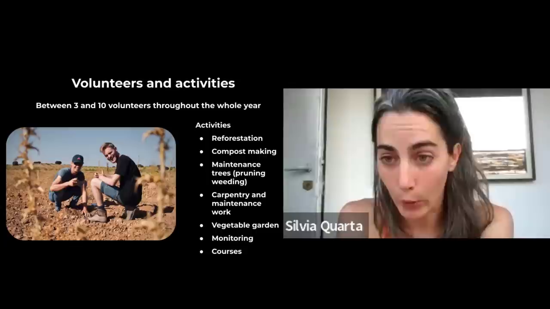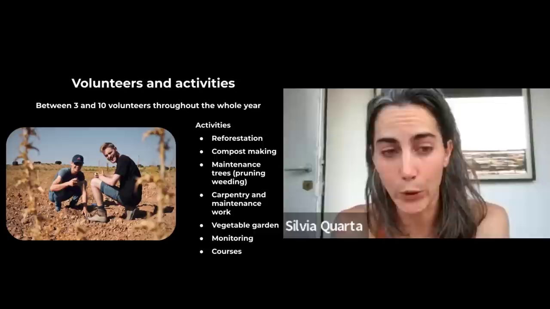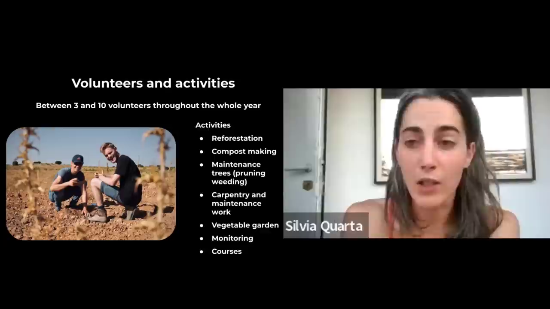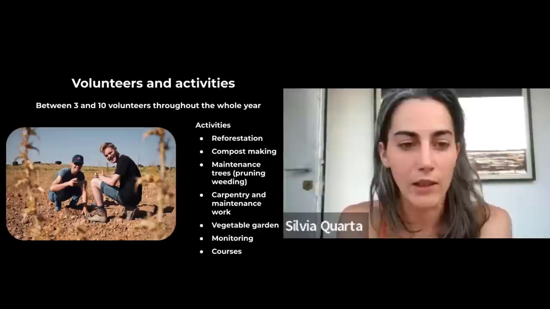So throughout the whole year, we have between 3 and 10 volunteers that are helping us with all the work we're doing. A big part of the activities is the reforestation. Then we have compost making and experimenting with compost, maintenance of the trees. We do pruning workshops, weeding of the trees, carpentry as maintenance work, the work on the vegetable garden seasonally, and the monitoring on the land of soil, plant species, and biodiversity.